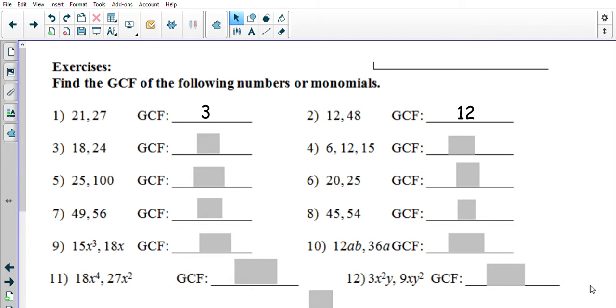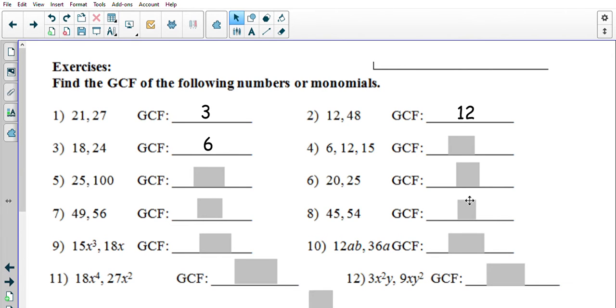So 12 is going to be my greatest common factor. It's the largest number that both 12 and 48 are divisible by. Number 3, what about 18 and 24? 18 and 24 are both divided by 6. It's our greatest common factor. It's the largest number they both divide by.